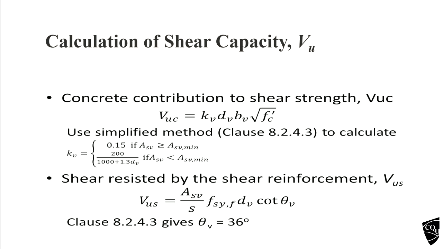Theta, we don't use it yet, but it will come in the next slide or two. So they define KV and theta V, but at the moment we don't need the theta V. Theta V is only needed for the shear reinforcement capacity VUS. We will come to that one in a minute. So KV is given by this equation. It can be either 0.15 or 200 upon 1000 plus 1.3 dV.